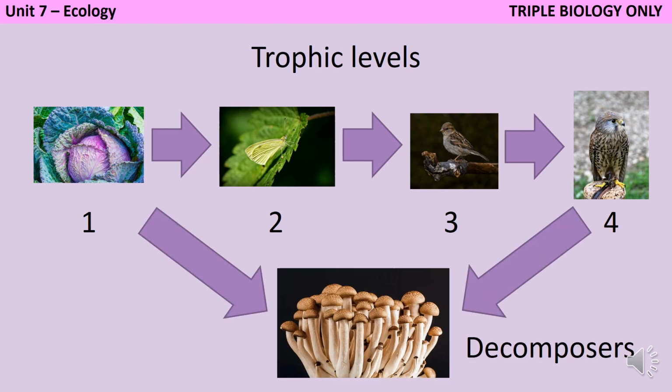Feeding on all 4 of these trophic levels are microorganisms like fungi and bacteria called decomposers, which break down dead plant and animal matter by secreting enzymes into their environment. Once those enzymes have basically digested the dead animal or plant matter, the small soluble food molecules can diffuse back into the microorganism.